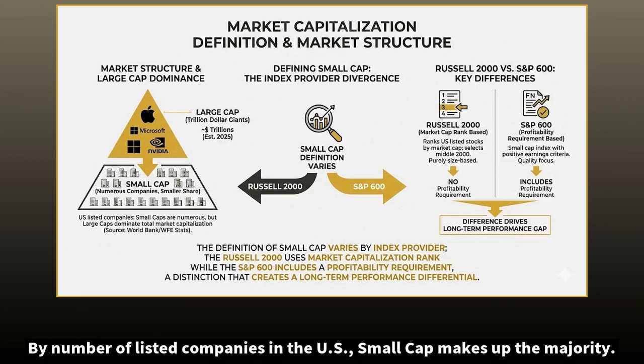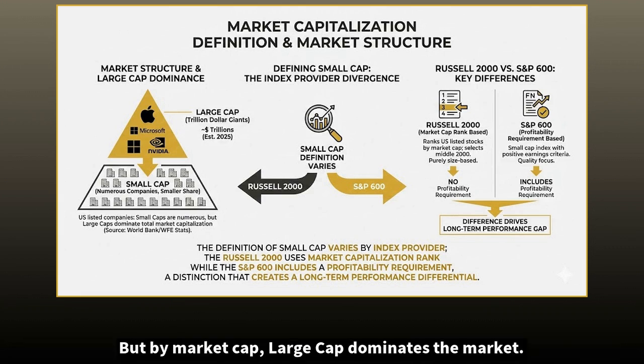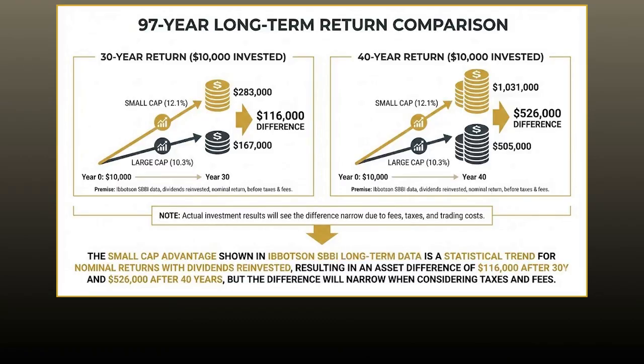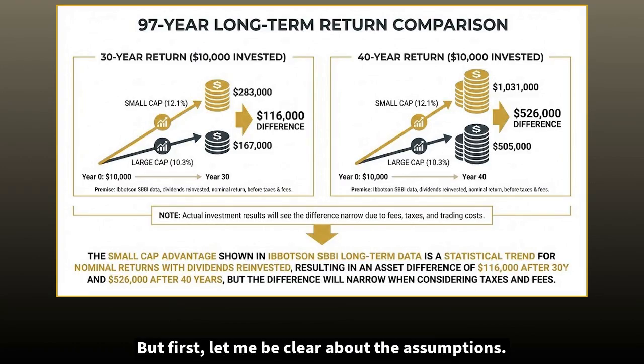By number of listed companies in the U.S., small cap makes up the majority. But by market cap, large cap dominates the market. Understanding this structure is the starting point for small cap investing. Let me show you the numbers. But first, let me be clear about the assumptions.